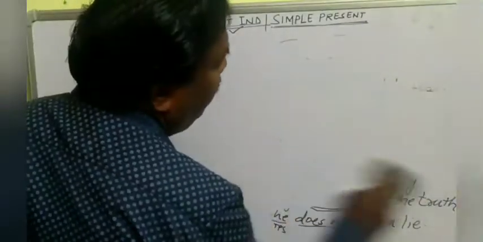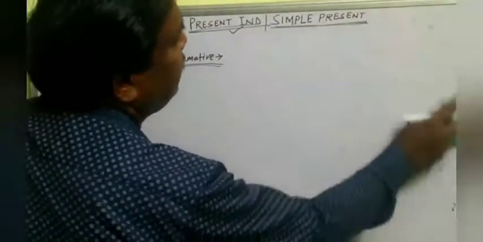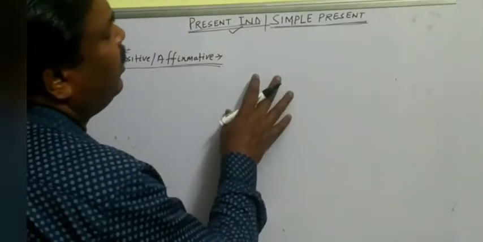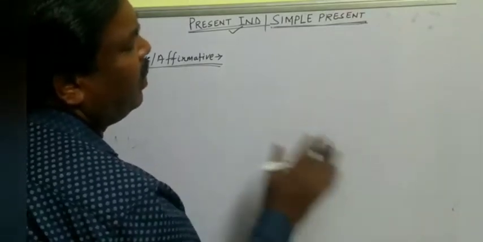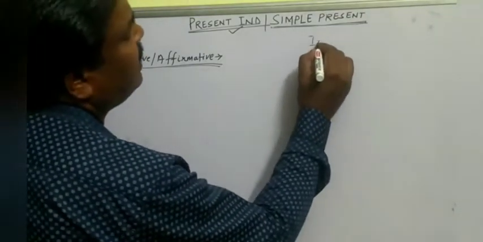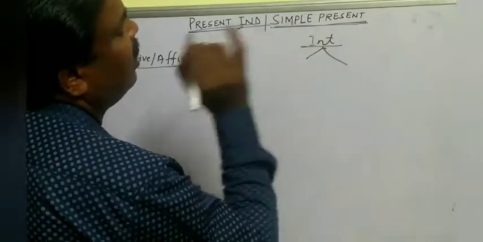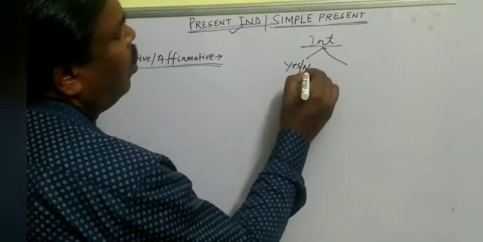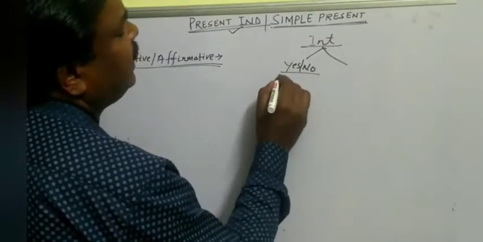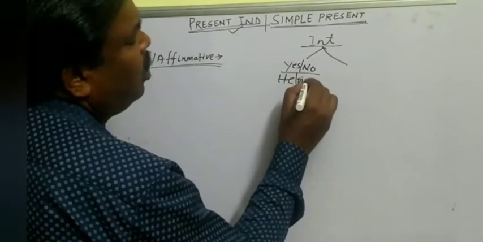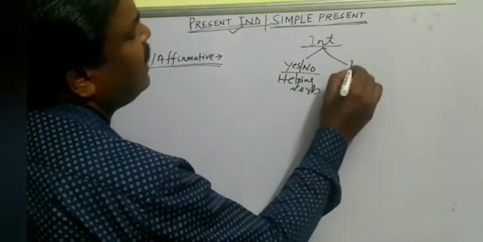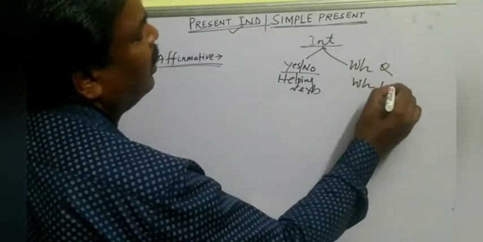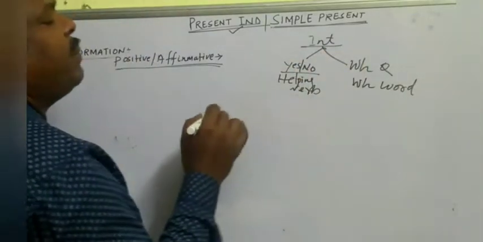What is the formation of interrogative sentences? In interrogative sentences, we use different types of forms because interrogative sentences are of two types. I have already told you. One is yes or no questions that start with a helping verb. And the other one is WH question that starts with the WH word. Is it clear? So let me first tell you.